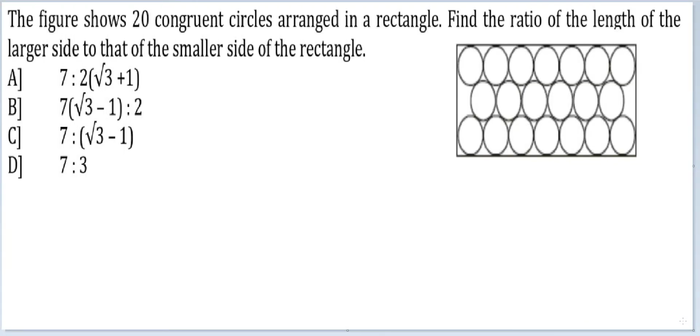Let's look at this question. The figure shows 20 congruent circles arranged in a rectangle. Find the ratio of the length of the larger side to that of the smaller side of the rectangle.